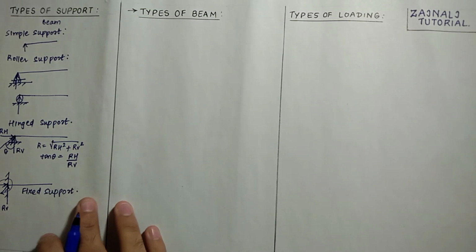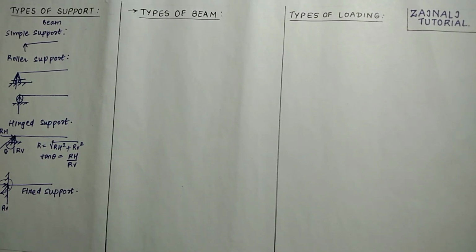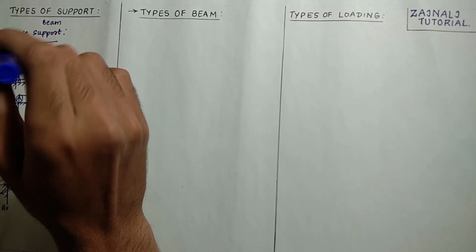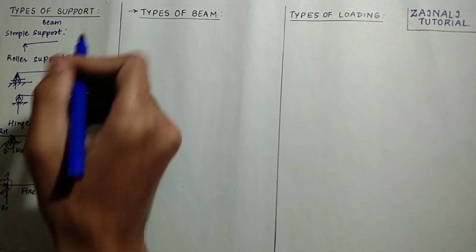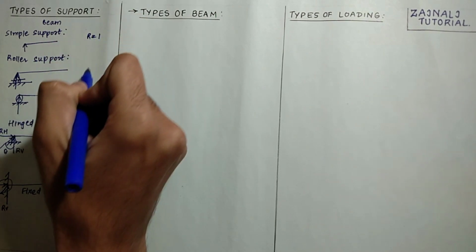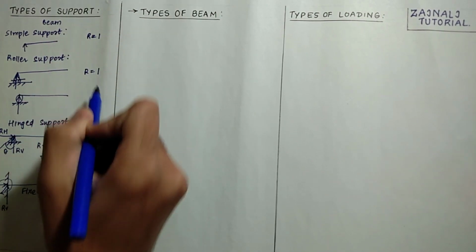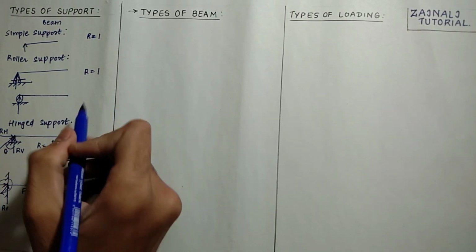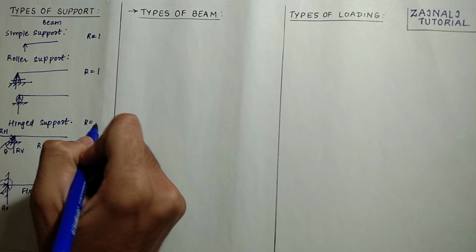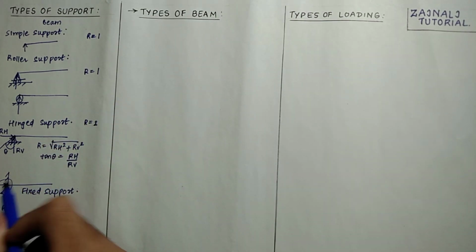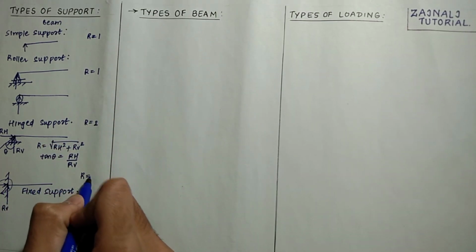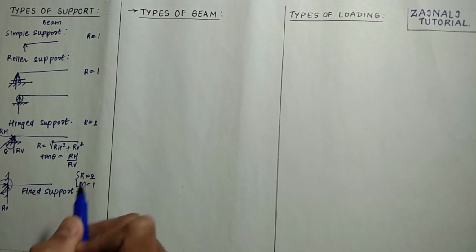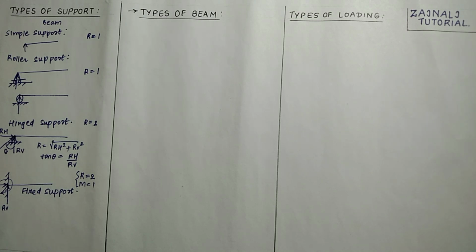So in case of supports, the only thing to be remembered is the number of reactions acting on the beam by the support. In case of the simple support, the number of reactions is 1. In case of the roller support, the number of reactions is 1, which is normal to the surface of the beam. In case of the hinge support, the number of reactions is 2. In case of the fixed support, the number of reactions is 2 along with 1 moment. There is 1 moment also acting at the support.